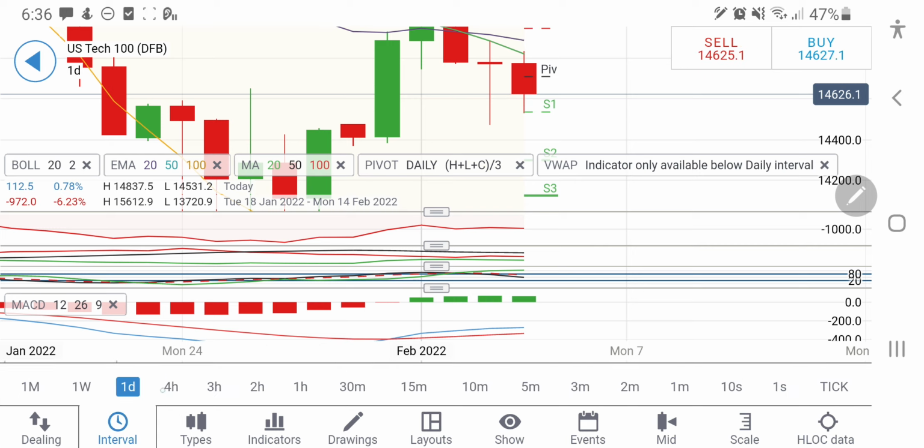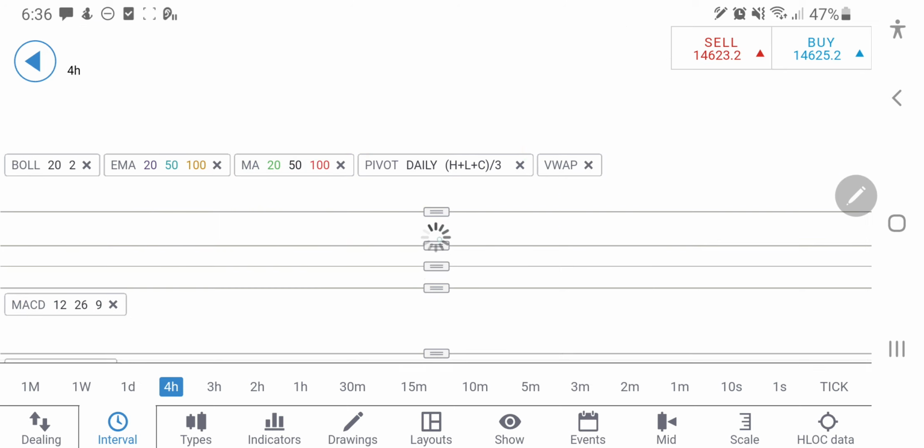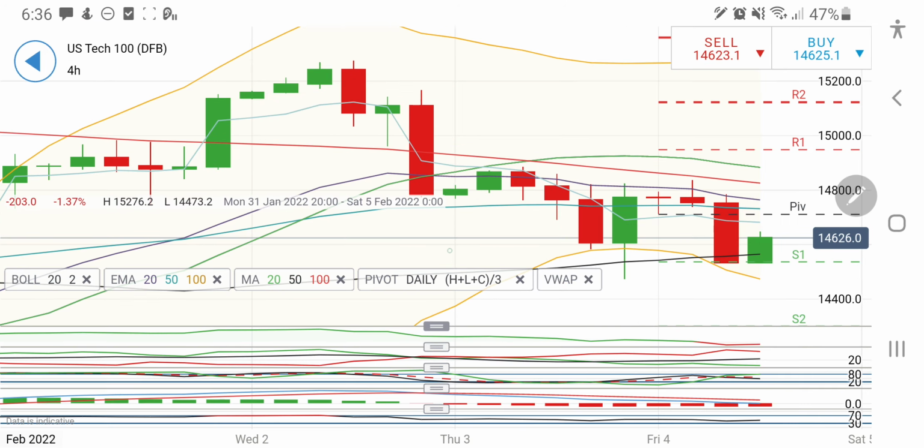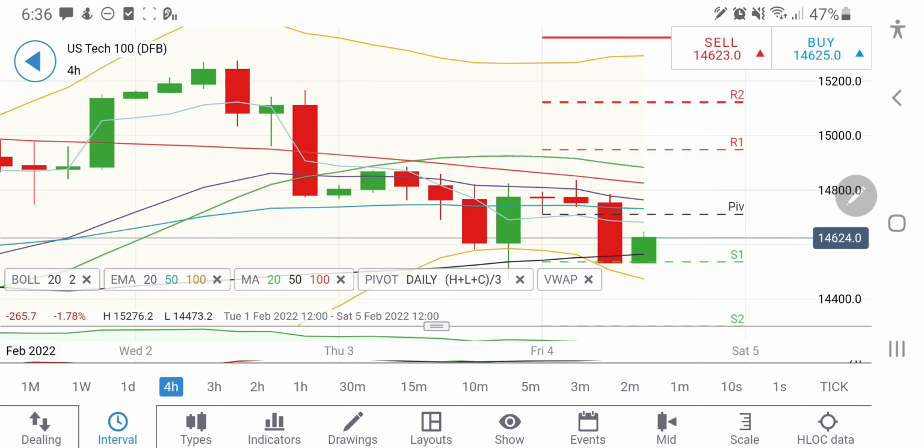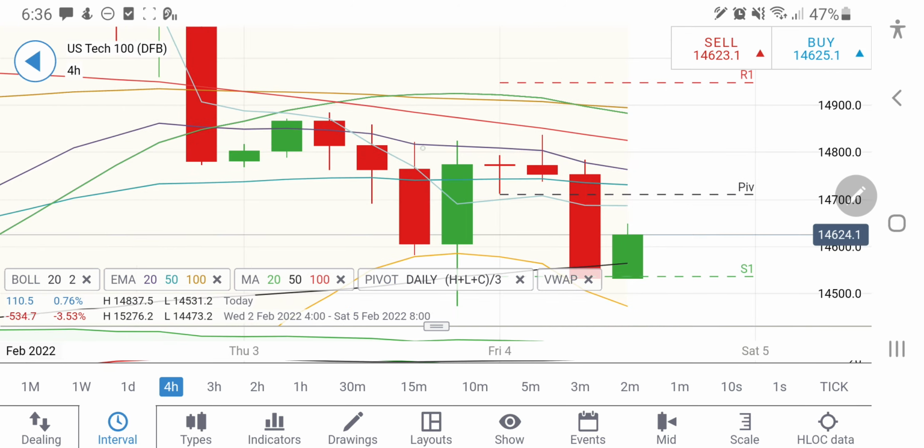Now let's have a look at the indicators on the 4-hour charts. Here you can see the 50 period moving average. You can see how beautifully it is trying to give a resistance. And now that I said 14790 and 14830, these two levels are the area of concern which we should be watchful of.